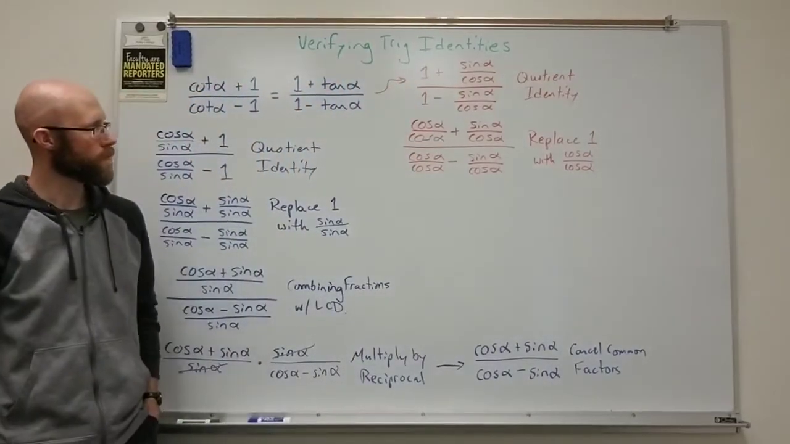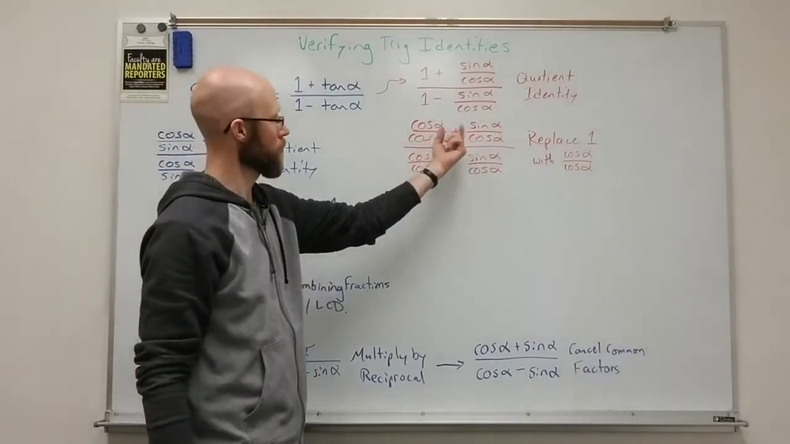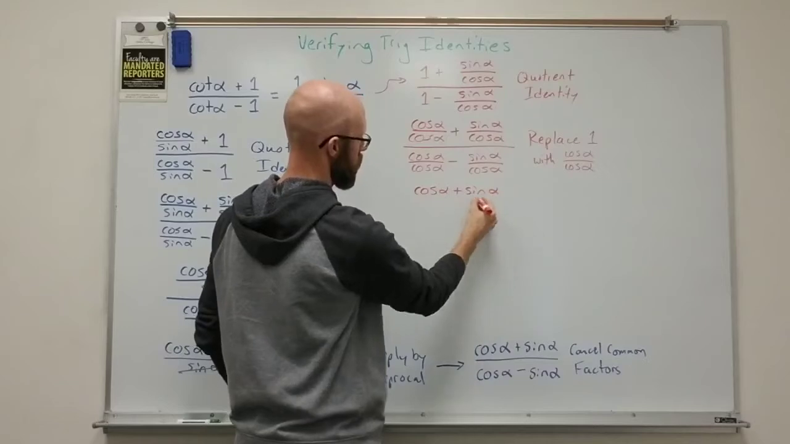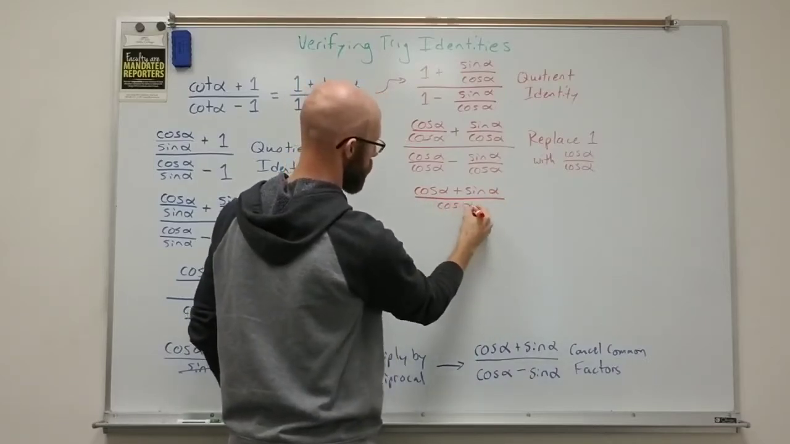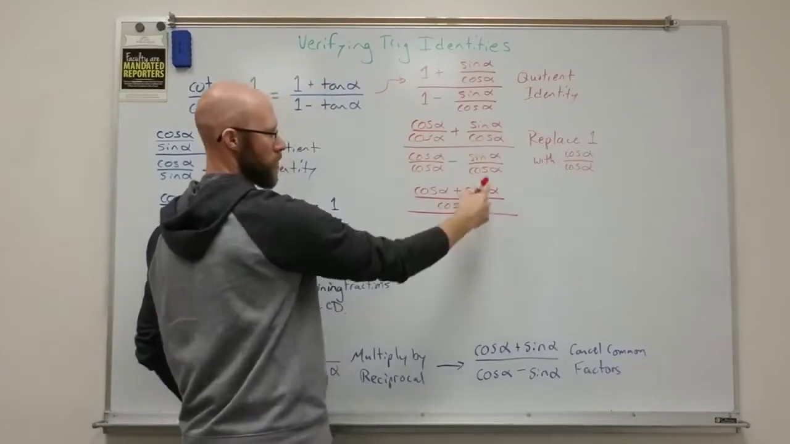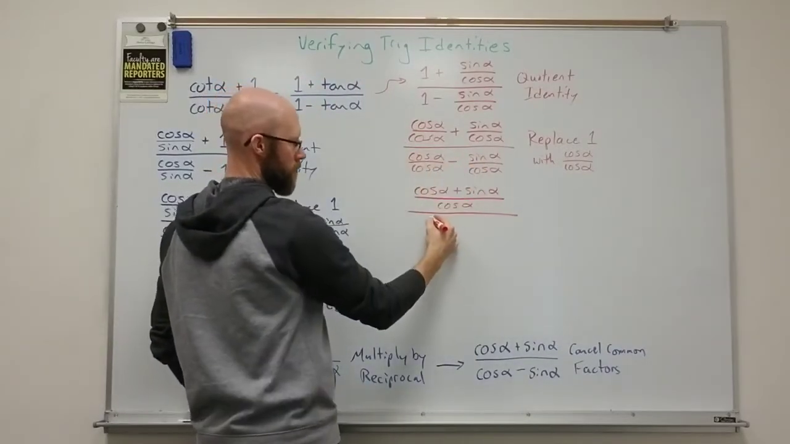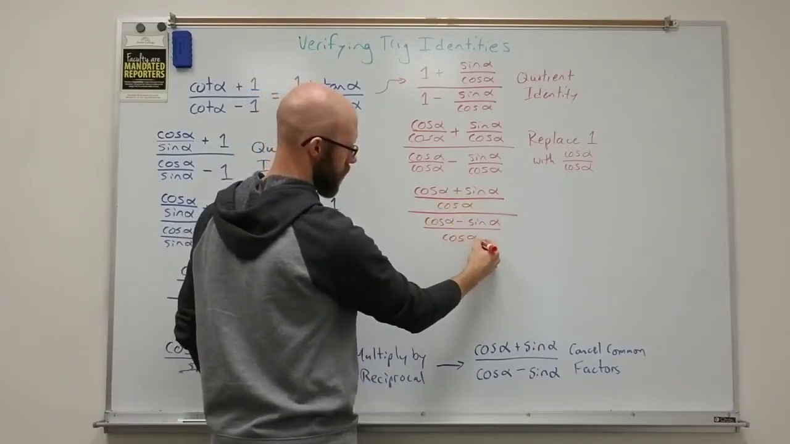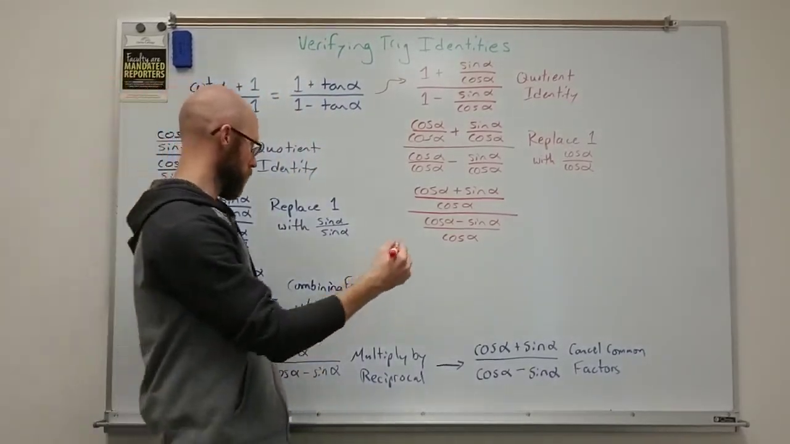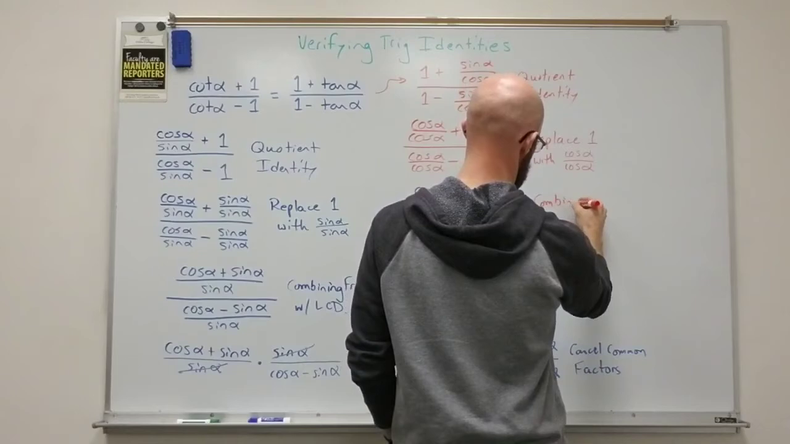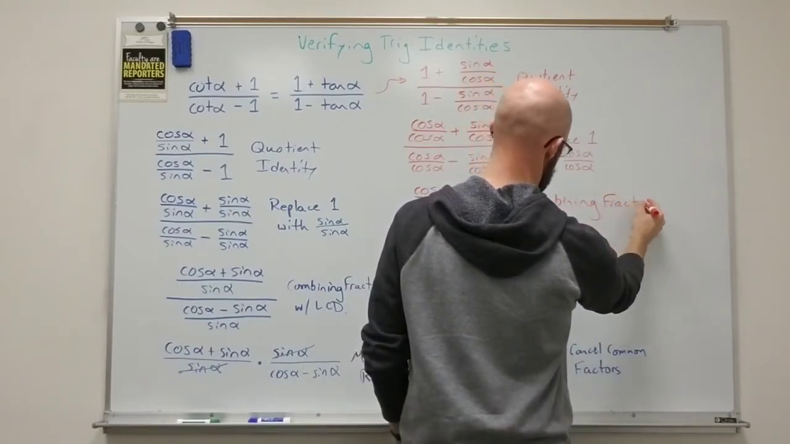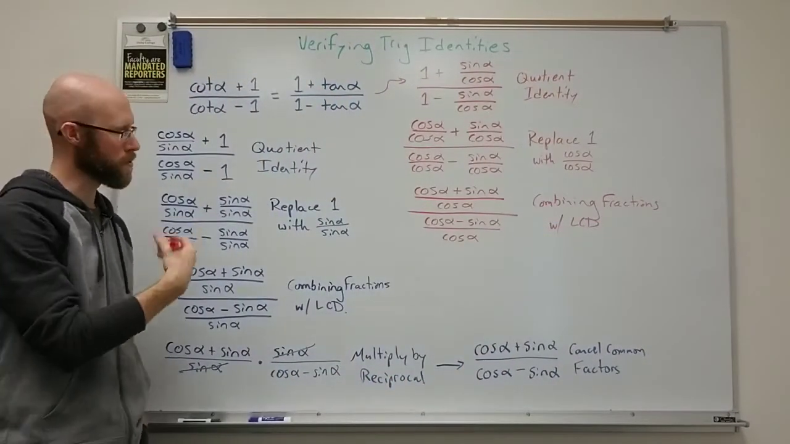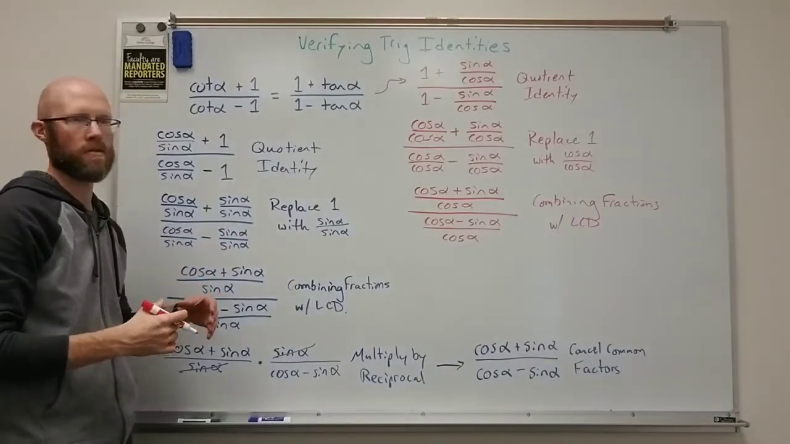All right, that works. Now let's combine our fractions, right? Get those together, common denominator, so we get cosine alpha plus sine alpha all over the cosine of alpha. And divide that whole thing, big fraction bar, with cosine minus sine. So cosine alpha minus sine alpha all over the cosine of alpha. All right, so that's combining fractions with LCD. Getting some similar steps, some similarities. Just got sines and cosines and stuff in different places.